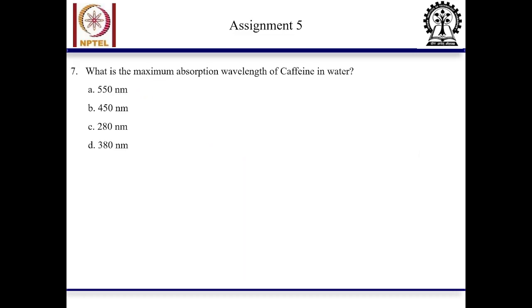So again, this is a related question from the previous question. Here it is asking: what is the maximum absorption wavelength for caffeine in water? Can anyone guess what the answer should be, because you have already seen the caffeine UV visible spectrum? Basically, in the aqueous solution. Can anyone write in the chat box? Yeah, so the answer is right.